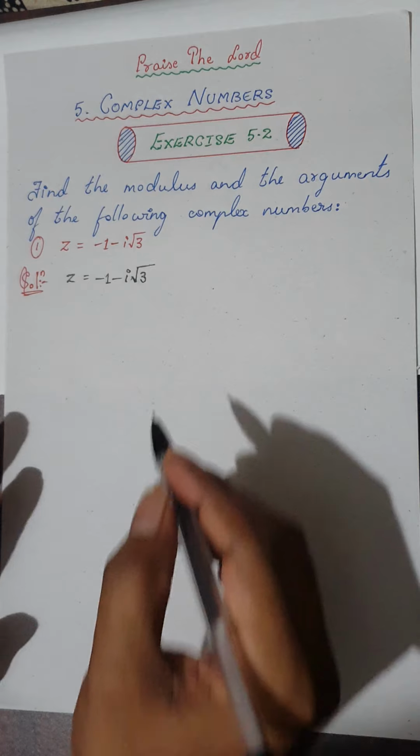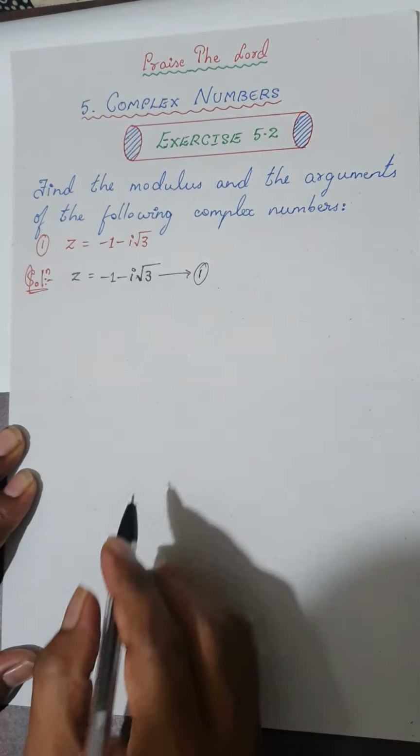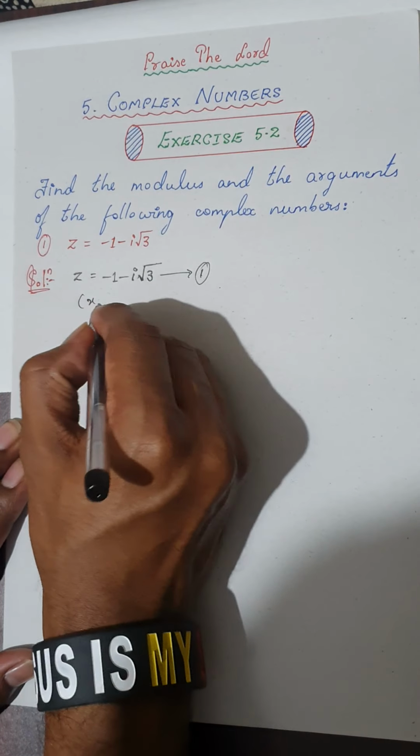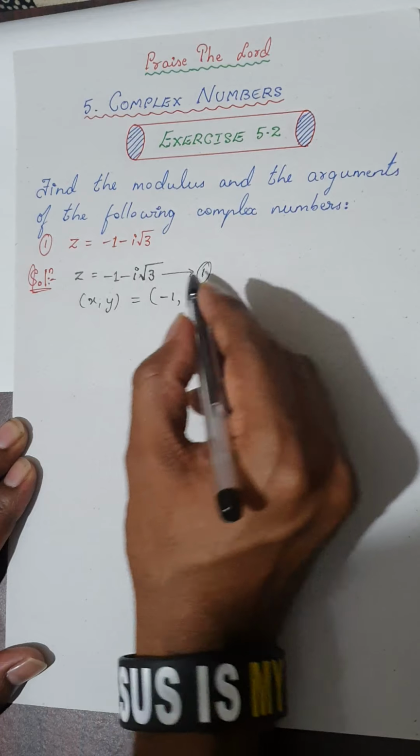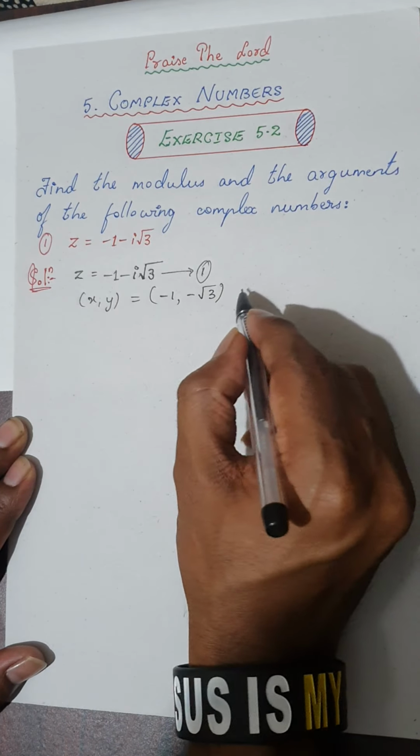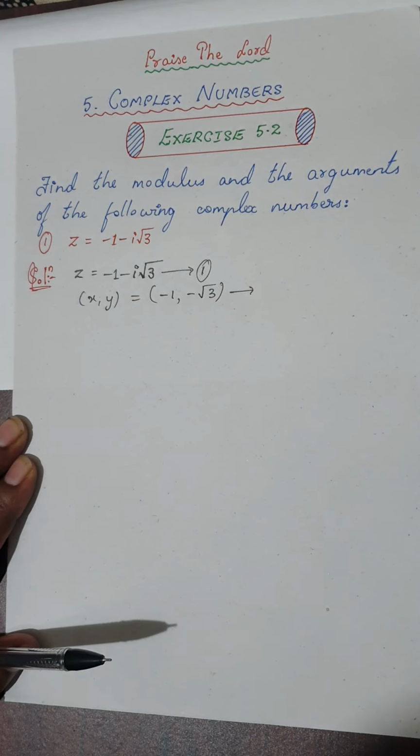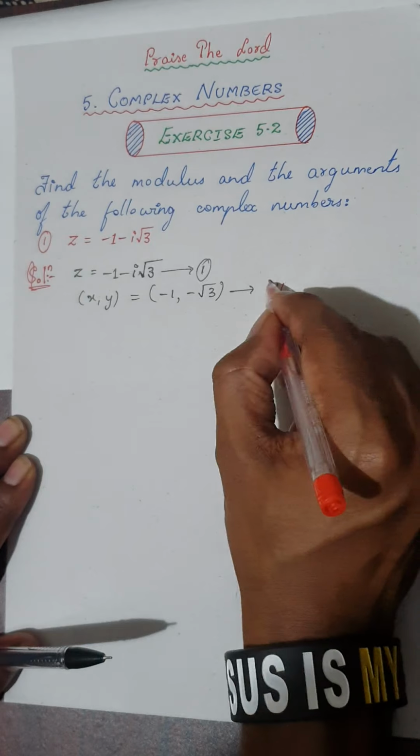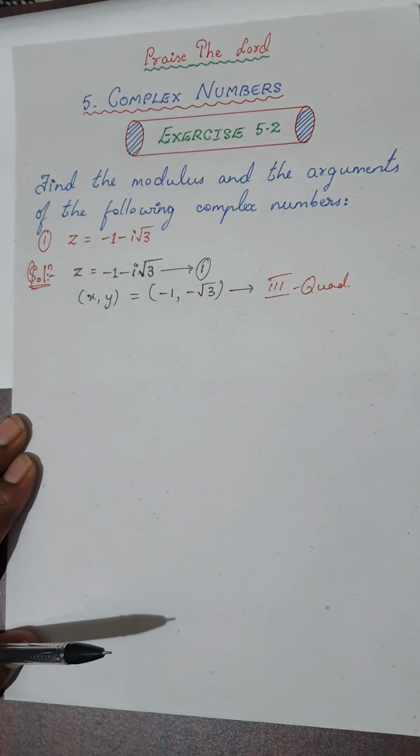What we will first do is consider the given complex number as equation 1, and note down my x comma y. So x is minus 1, which is the real part, and y is minus root 3, isn't it? Now we can see which quadrant this follows. Both are negative, so this follows my third quadrant, isn't it? So in the third quadrant, you should know what the value of theta is.